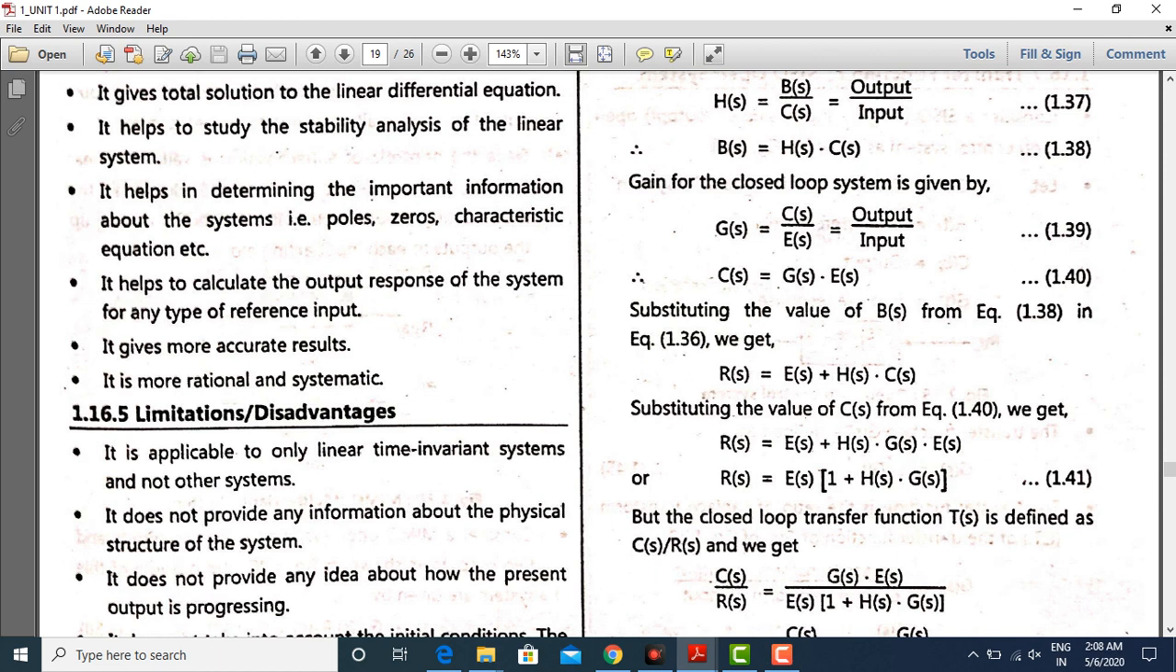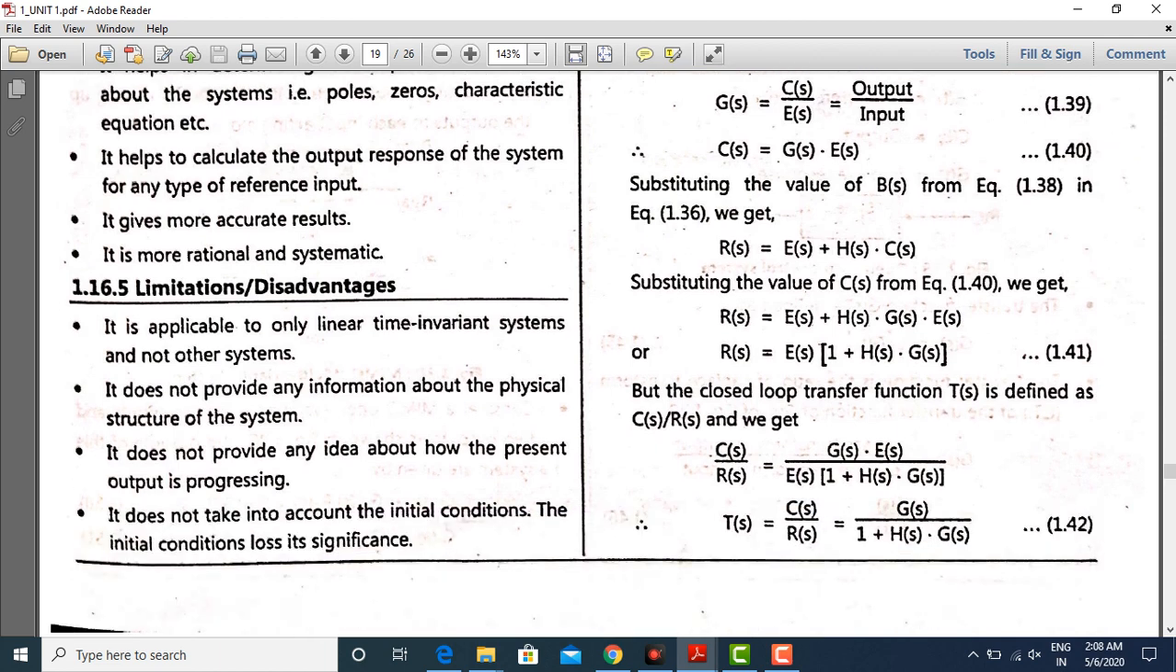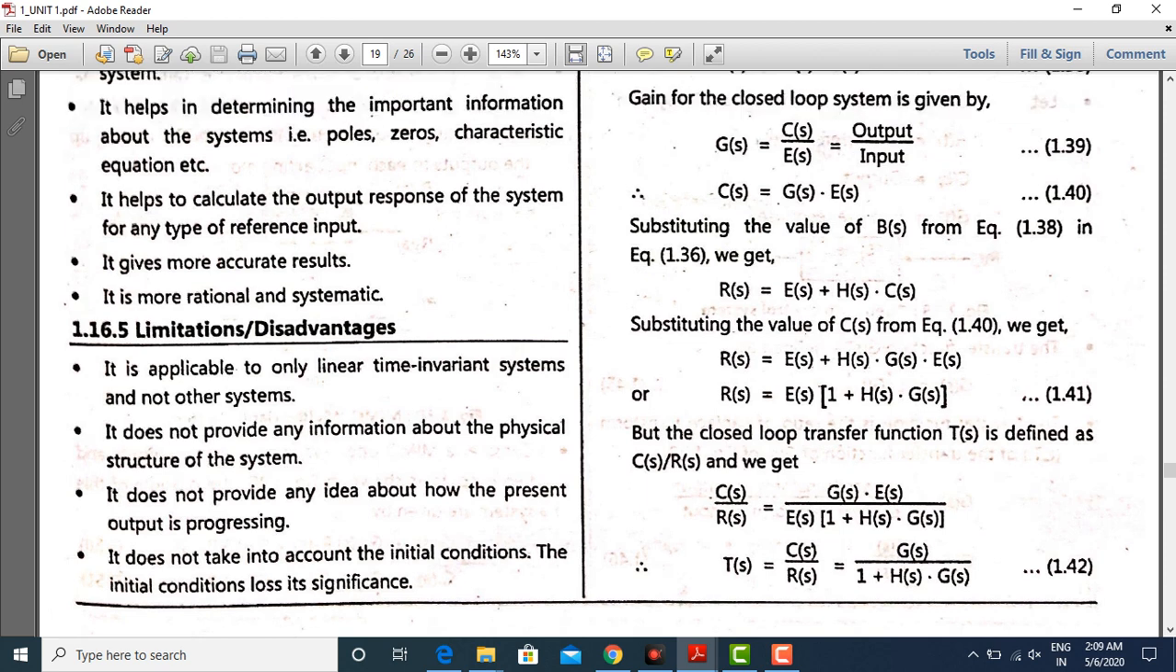Now we know that for a closed loop system the transfer function is c of s by R of s. So c of s, which we have calculated in 1.4, write this as it is, g of s into e of s upon R of s. Write this 1.4.1 as it is, e of s upon 1 plus g of s into h of s. This e of s and e of s will get cancelled, and what will remain is g of s upon 1 plus g of s into h of s. We have already discussed this derivation five or more times. I hope you have understood this.